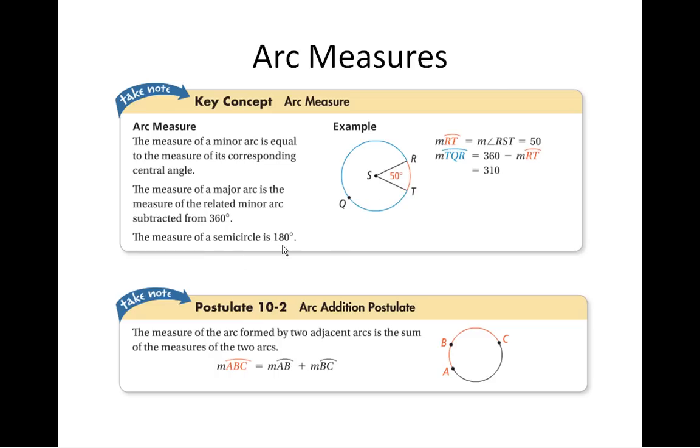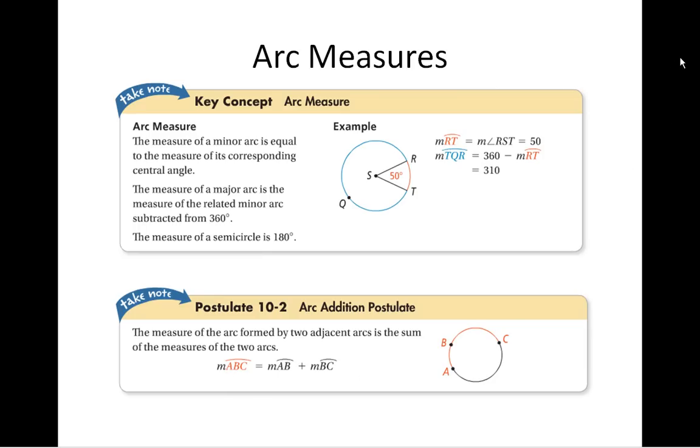A semicircle, because it's half a circle, is always going to be 180 degrees. And just like in Chapter 1 when we talked about segment addition and angle addition, we also have arc addition. So if we have two adjacent arcs, meaning they don't share any common points, so we have AB and BC, they don't share any common parts of the circle, we can add them together to find the measure of arc ABC. So let's look at an example of how to do this.